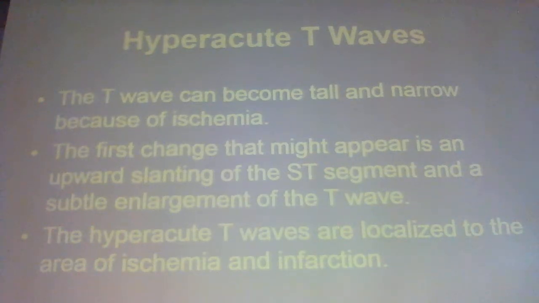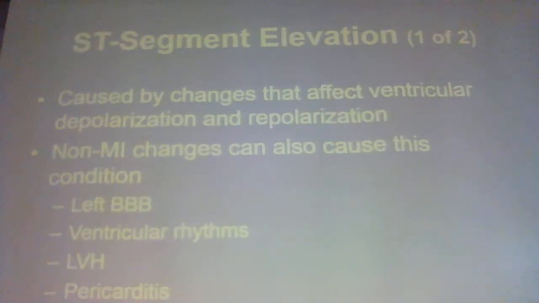Why do we not see hyperacute T's very often? Because the average person waits 2 hours to call us. So by the time we get there, we see ST segment elevation, right? So that's a big deal. So the hyperacute T's are localized to the area of ischemia or infarction. ST segment elevation typically is caused by prolonged ischemia or what we know as injury.